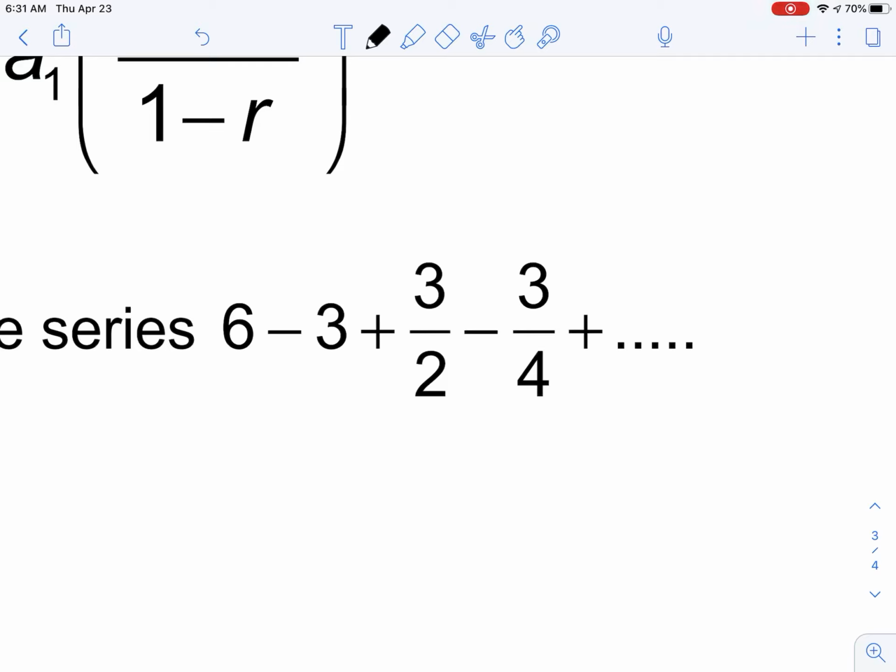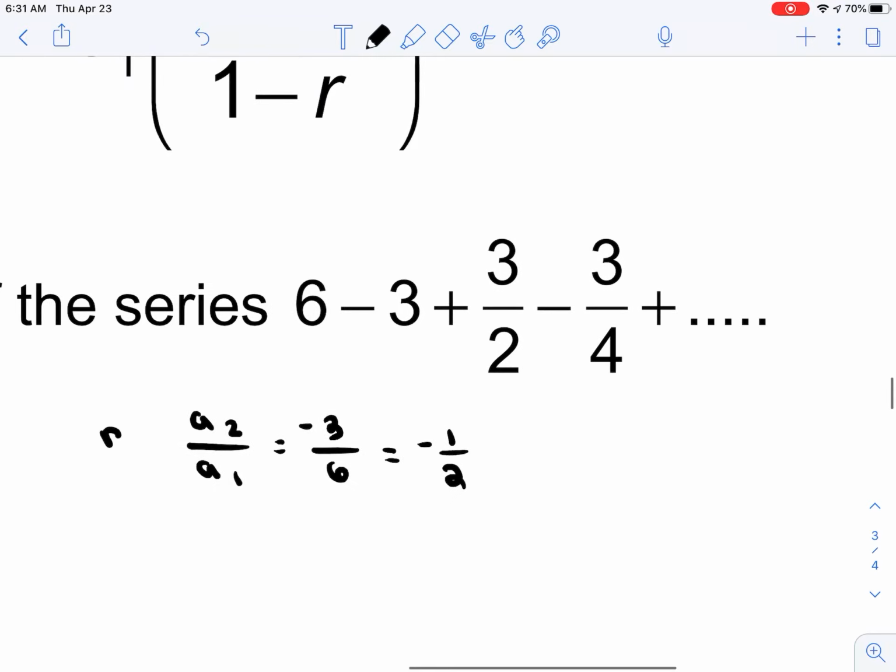Now, if you don't see the pattern right away, then remember you can always take the second term and divide it by the first, and you can get that pattern and check to see if it works for all terms. So notice I'm getting this negative 1/2, which again, some of you could have just looked at this and said, oh yeah, that is the pattern. So note the common ratio here is negative 1/2.